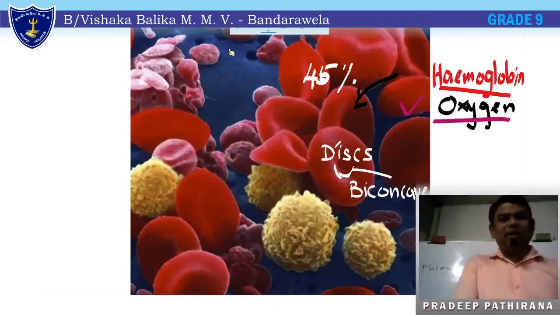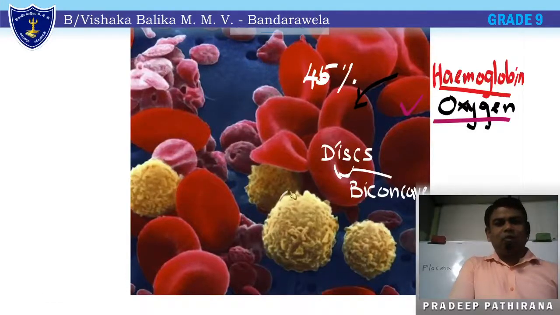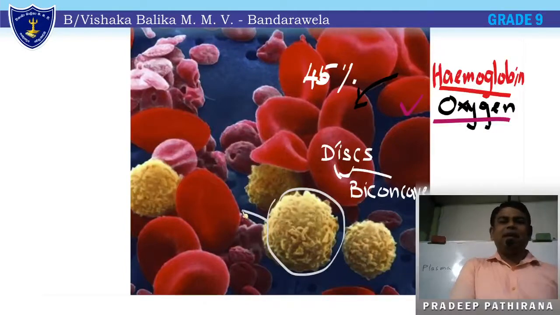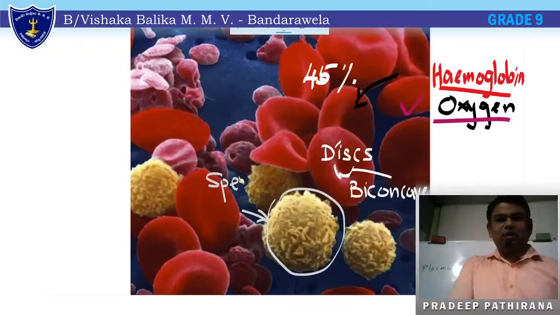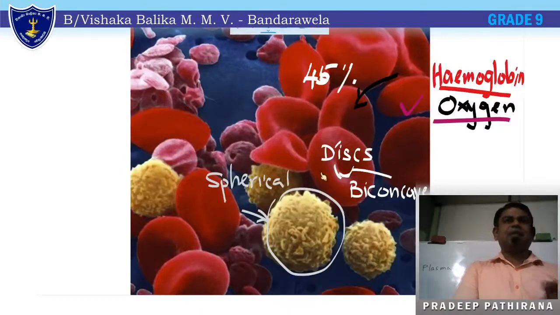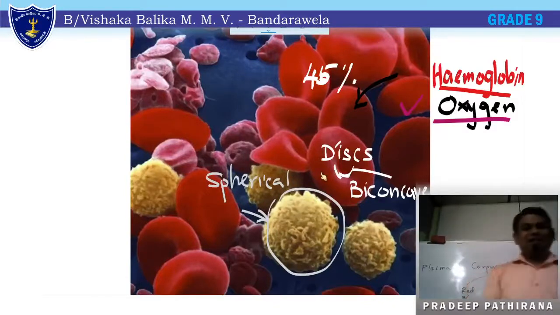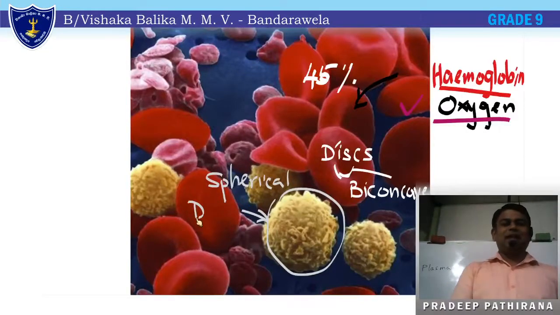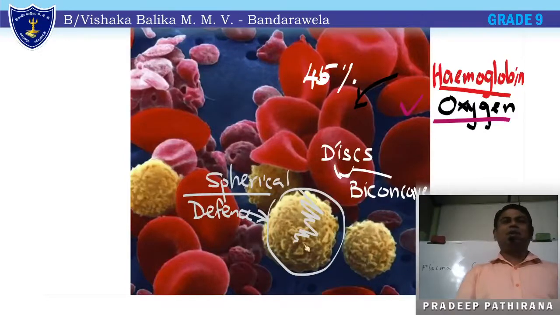Let's talk about the white blood cells now. White cells look whitish and spherical in shape. Not biconcave, they are spherical. Spherical shape, like a sphere, like a ball. And the main function is defense mechanism, fighting against the germs. And they are the army force in our body, right?